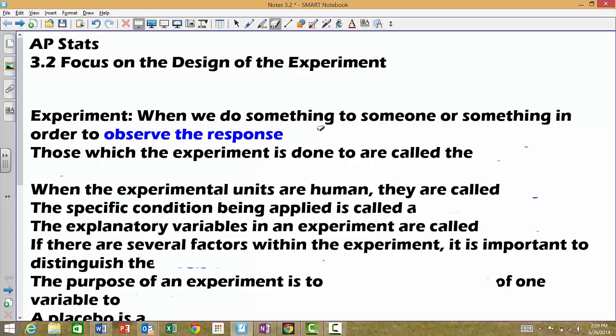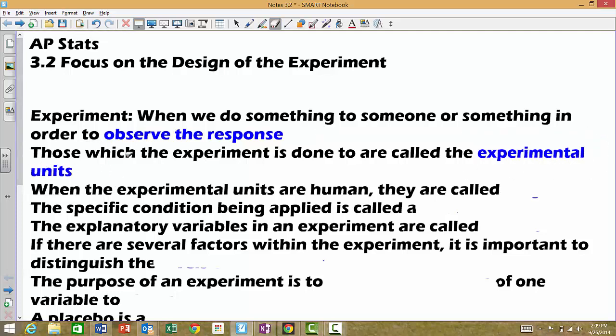Okay, so we're not going to just by chance check these out. We are actually going to impose something. We're going to impose a treatment. That's further down. Okay. But those which the experiment is done to are called the experimental units.